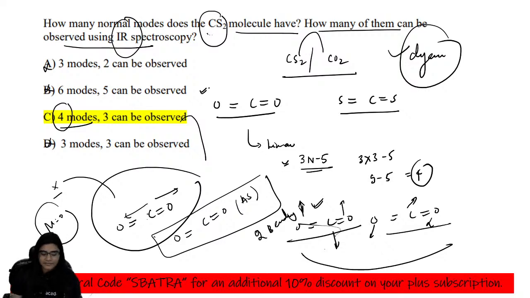Symmetry will be inactive. Definitely this mode will be inactive, because this is going to give you no signal in IR spectroscopy. Okay, so we can say that definitely 3 will be observed.